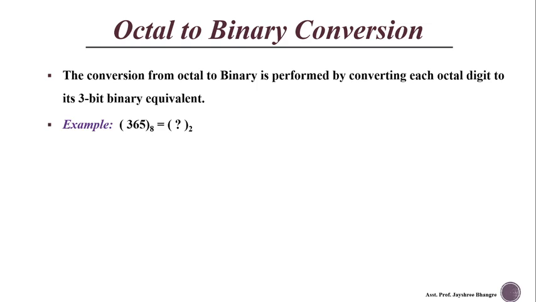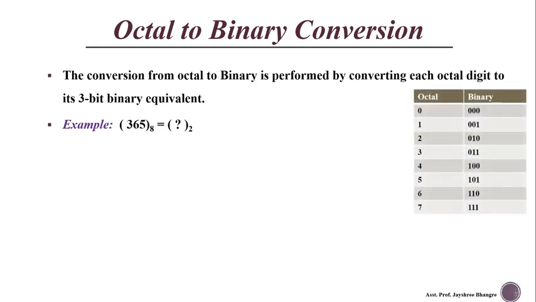So this is the number 365. We have to convert it into the equivalent binary number. So again I have shown the table. We have written the number 365. So we have to represent this number 5 into its equivalent binary number, that is, here 101.